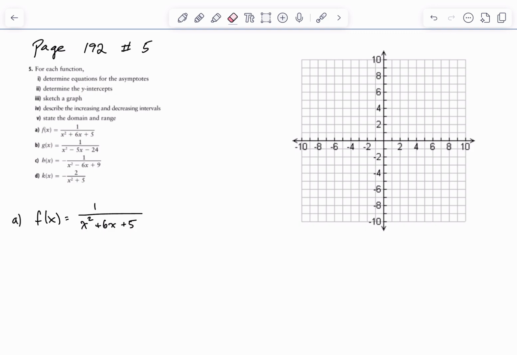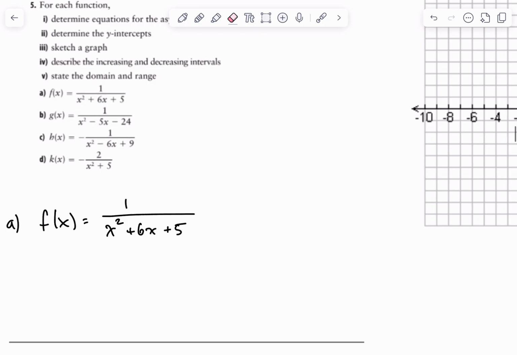Okay, so this is going to be number 5 on page 192. What I'm going to do is just take you through each one of these problems individually, just for the sake of time in each video. There is one commonality between all of these problems if we were doing what do you notice, what do you wonder kind of thing, right?